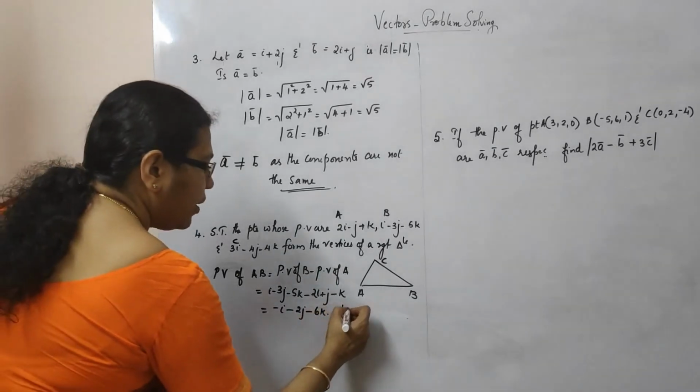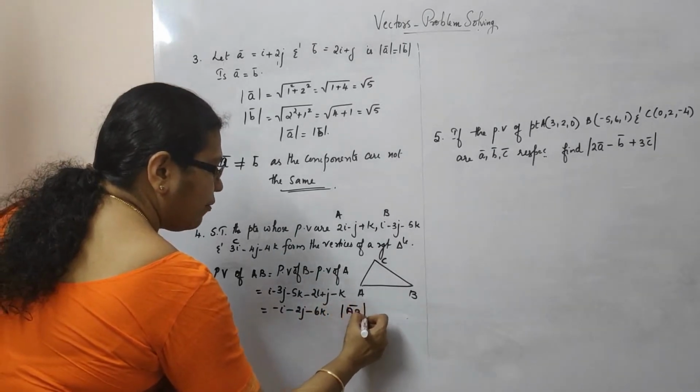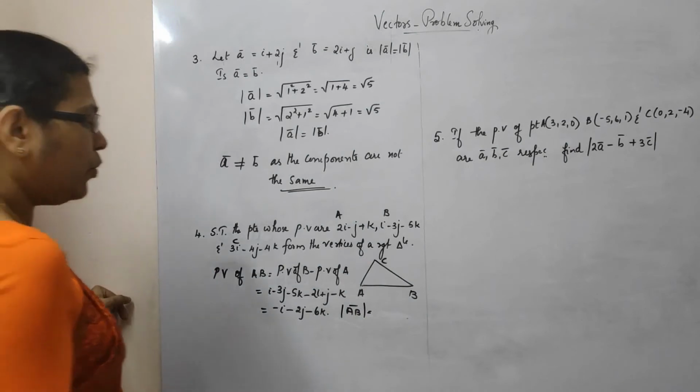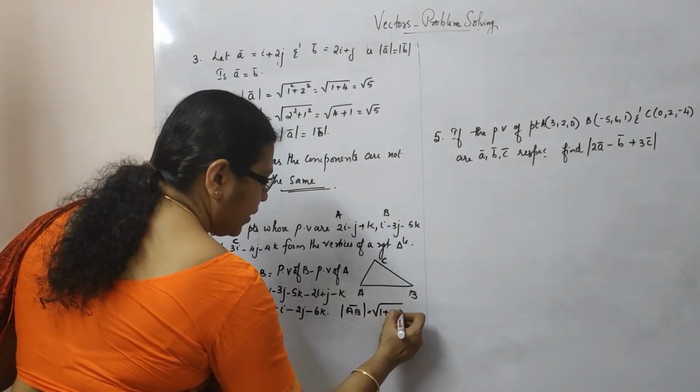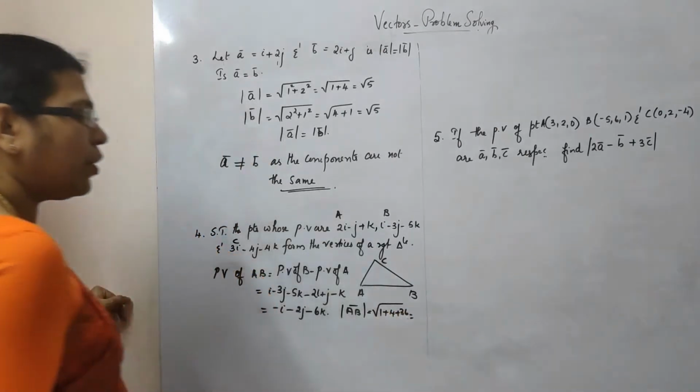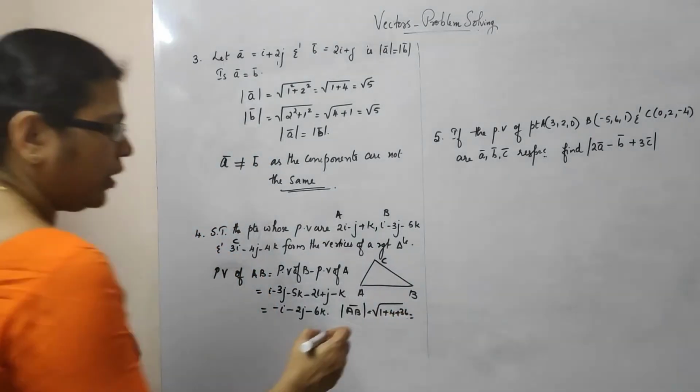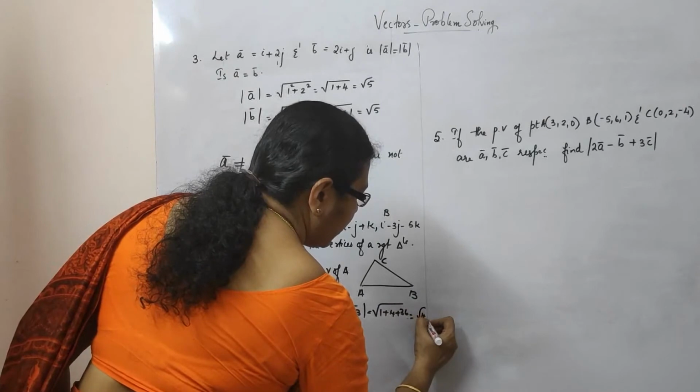So now the magnitude of AB, directly I can find, is root of 1 plus 4 plus 36. That is root of 41. Root 41 is the magnitude of AB.